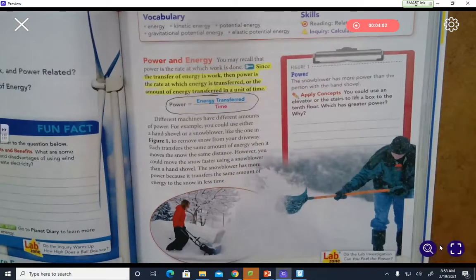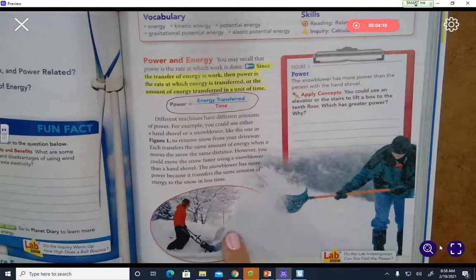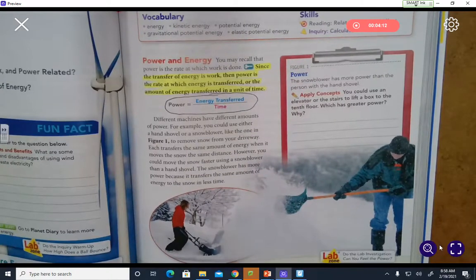Different machines have different amounts of power. For example, you can use either a hand shovel or a snowblower like the one in figure 1 to remove snow from your driveway. Each transfers the same amount of energy when it moves the snow the same distance. However, you could move the snow faster using a snowblower than a hand shovel. The snowblower has more power because it transfers the same amount of energy to the snow in less time.